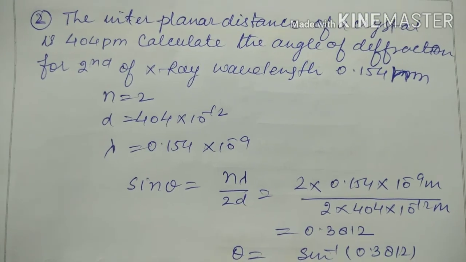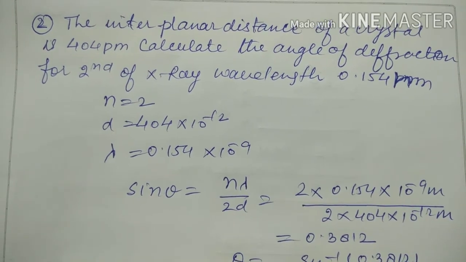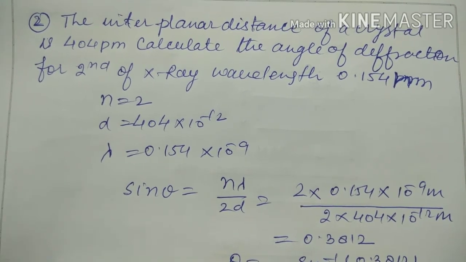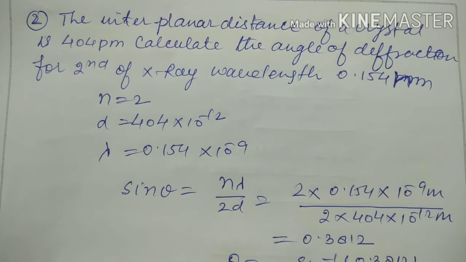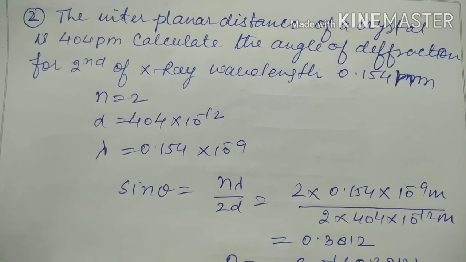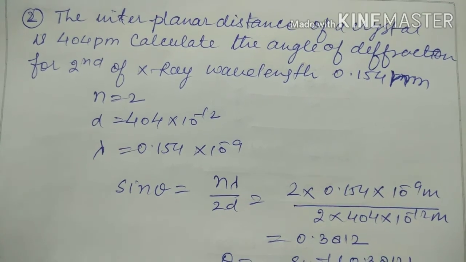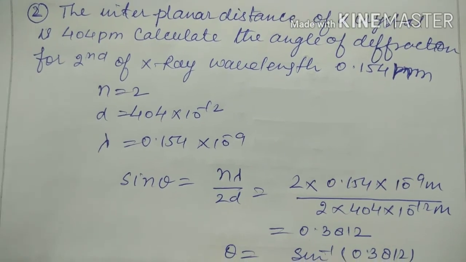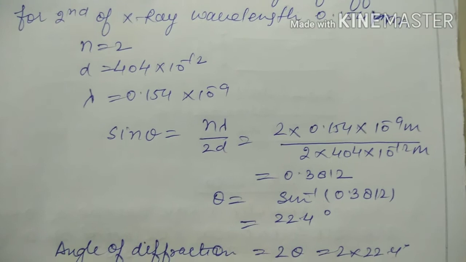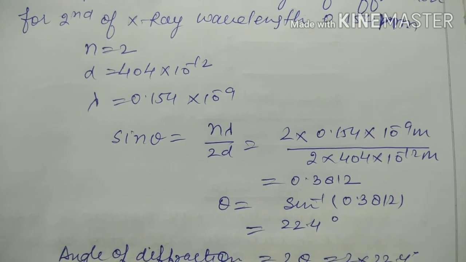The next question: the interplanar distance of a crystal is 404 picometers. Calculate the angle of diffraction for second order X-rays of wavelength 0.154 nanometer. n is equal to 2, d is equal to 404 × 10^-12 m, and lambda is given as 0.154 nm. So sinθ comes to 0.3812. The question asks for the angle of diffraction, which is always 2θ, so this is 2 × 22.4. Clear? So this is the last question on Bragg's equation.